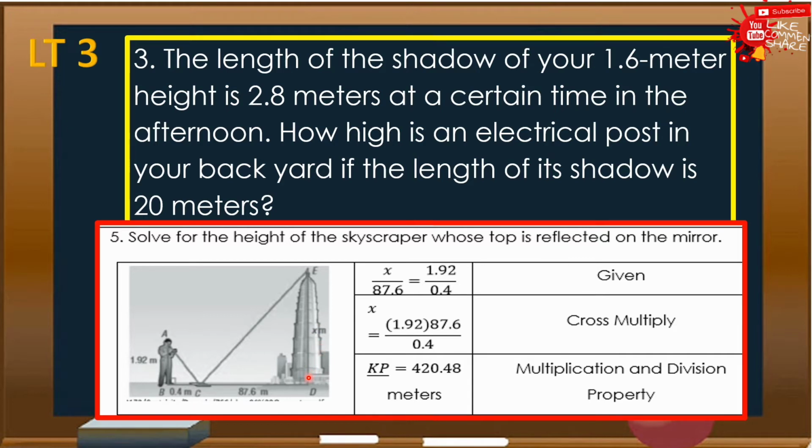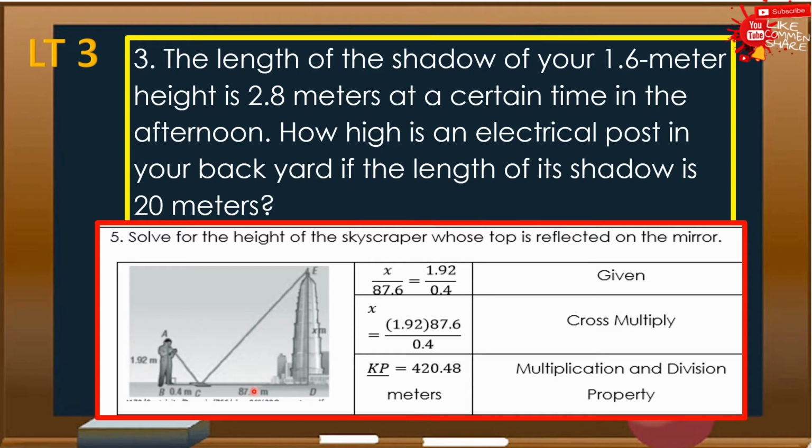Okay, ito yung pinaka meters nga, which is 87.6 from the skyscraper, yung mirror. Okay, yung reflected mirror, ito yan. Ito naman yung shadow na 1.6 meter. Okay? Height ay 2.8. Okay? Ito ang hinahanap. Ang given dito, ang height ay 1.92. The length of the shadow, ito yon 80. Ito yung nire-represent ng length of the shadow natin.